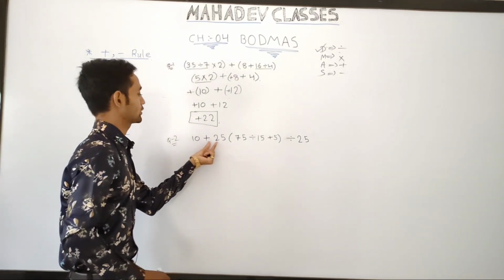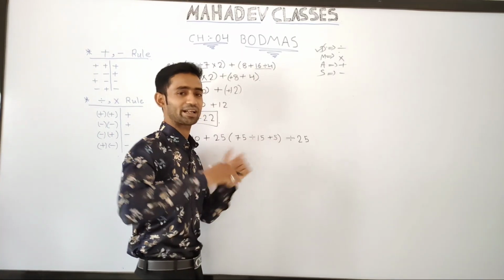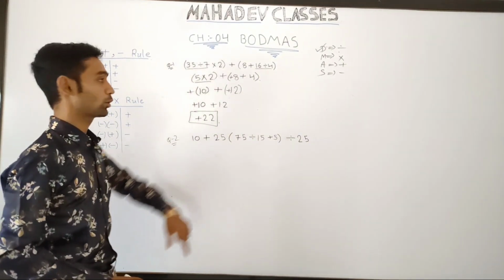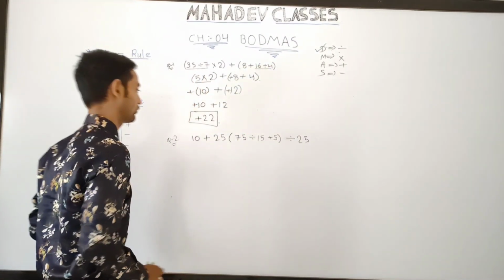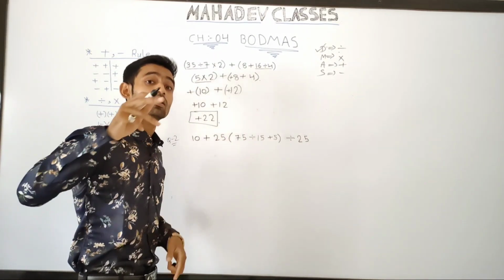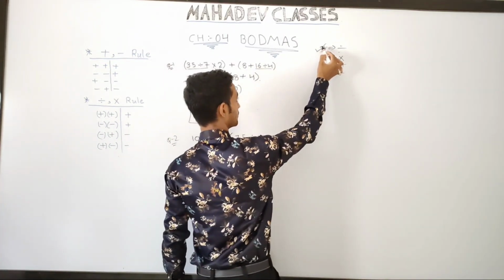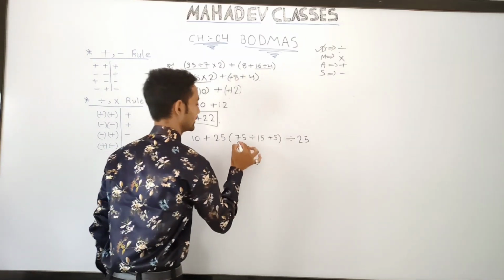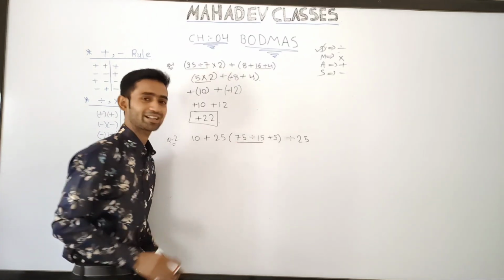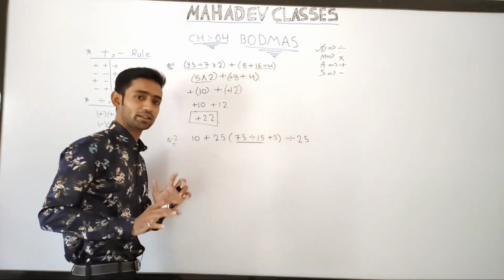See, 10 plus 25, in bracket 75 divided by 15 plus 5, bracket over, divided by 25. So to solve this question we have to follow our DMAS rule. First of all we will do the process of DMAS in this bracket first. See, first of all we will go for this D. 75 divided by 15. So you all know that 15 5s are 75, and the rest of the things will be as it is.